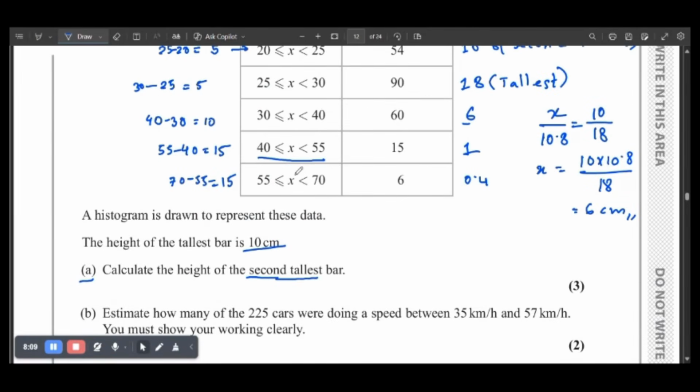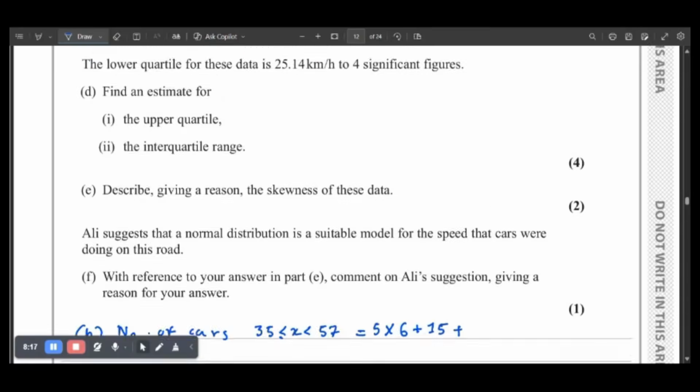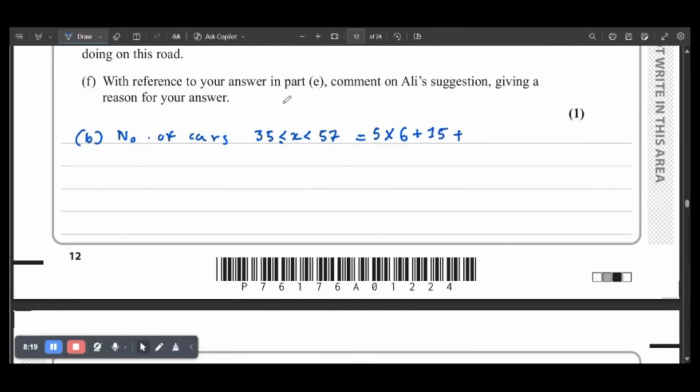Next, we have to estimate from the class width the frequency of the smaller class within the bigger class. So our new class will be 55 to 57. The class width will be 2, and we'll use this class width and its frequency density to find its frequency. This expression will give us the total frequency.